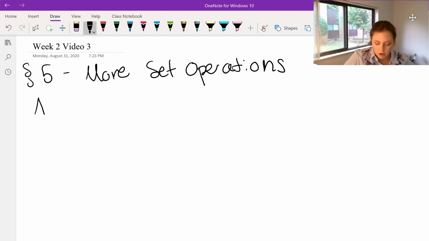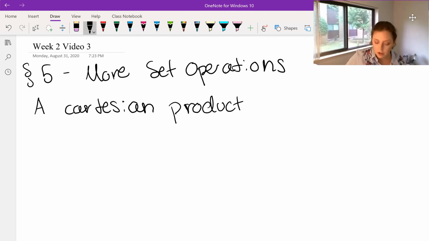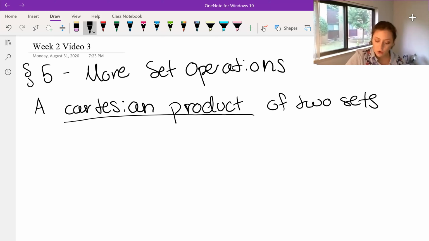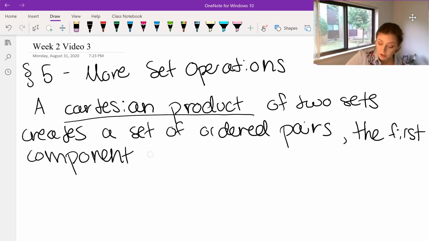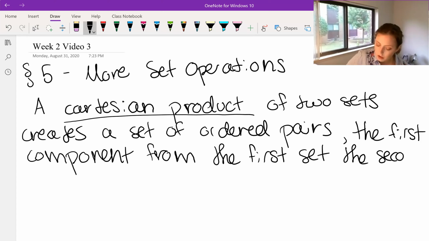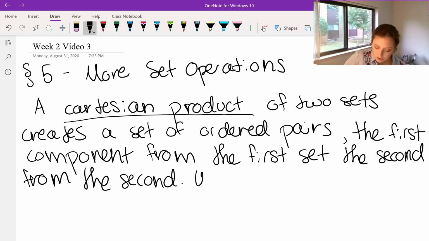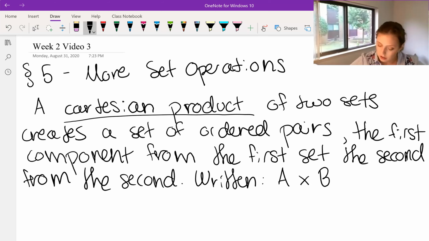All right, let's start with the definition. A Cartesian product of two sets creates a set of ordered pairs: the first component from the first set, the second from the second set. So here's how it's written. Say we have two sets A and B. We're going to write A cross B. See how it kind of looks like a product?